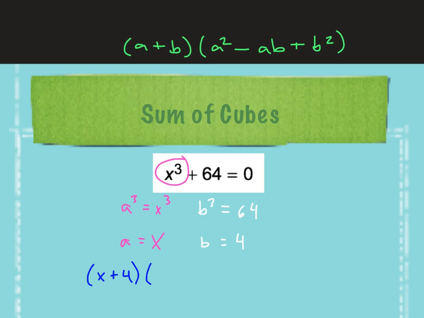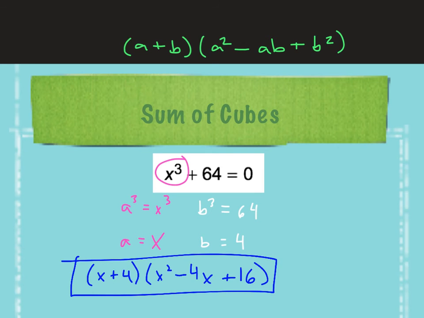And then A squared. So what would our A squared be? How do we write that, if our A is x? Perfect, just x squared. And then minus A times B, how would we write that? 4x. Awesome. And then plus B squared. How do we write our B squared if our B is 4? 4 to the second power, but what is 4 to the second power? 16. 4 times 4, which is 16. So this is our answer.